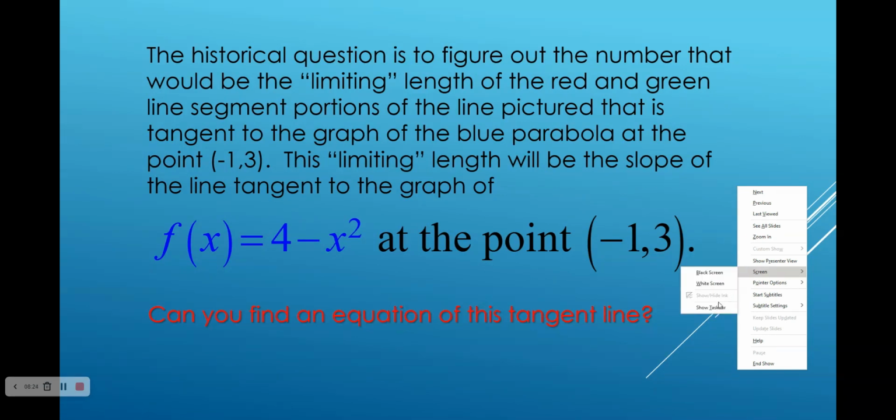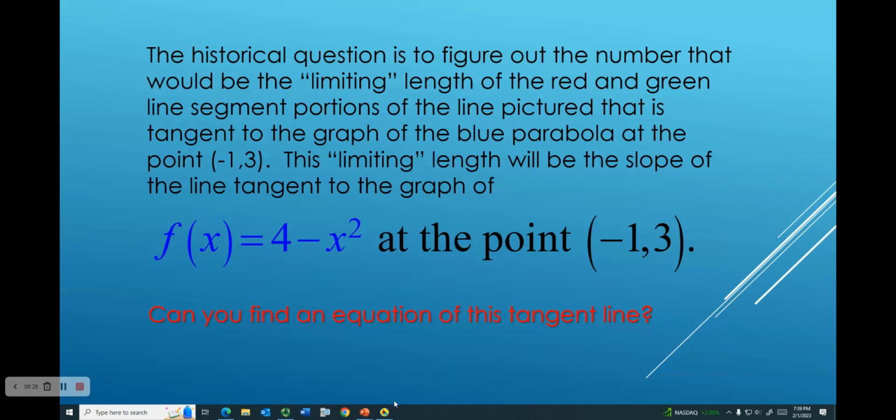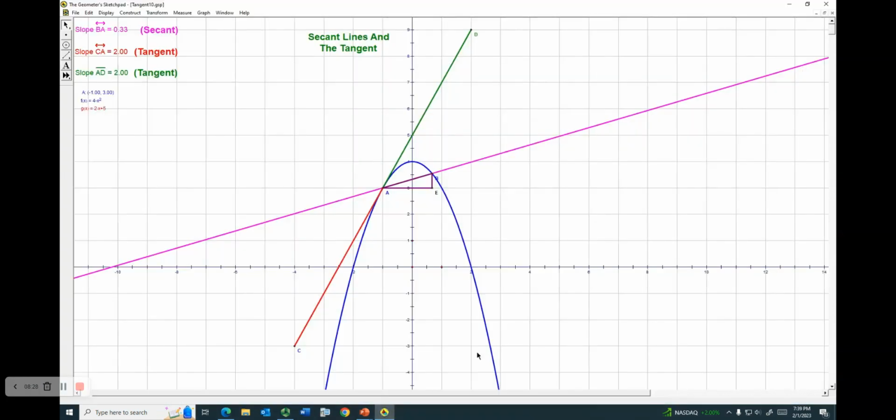Let's actually show the taskbar here and pull up another picture. Some of you may like this one better. What I've got drawn here is my tangent line again, drawing part of it in red, part of it in green, although the red and green portions are not going to change in this demonstration. Here's my blue parabola. Here's the point A, it's the actual point -1, 3.